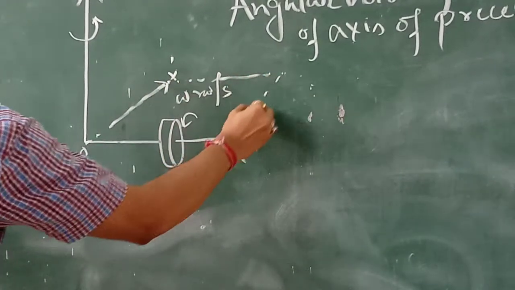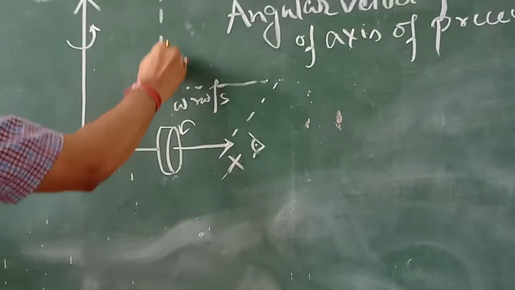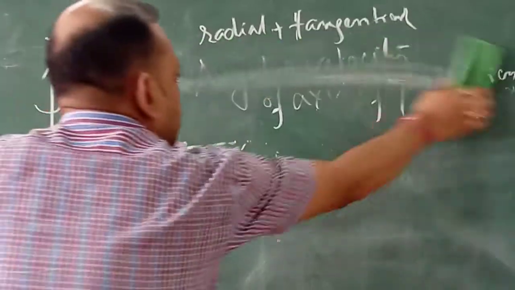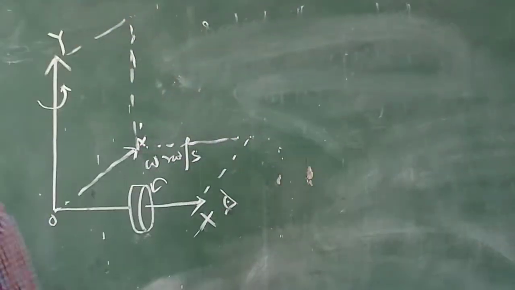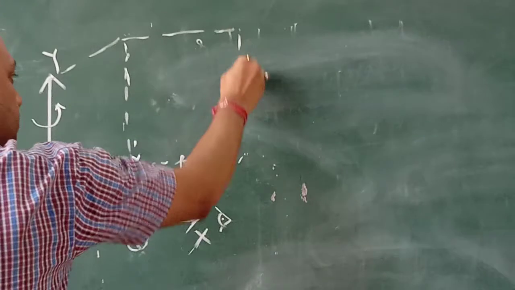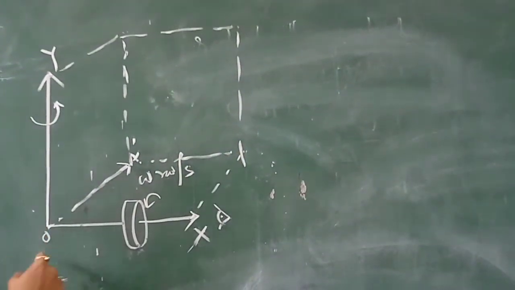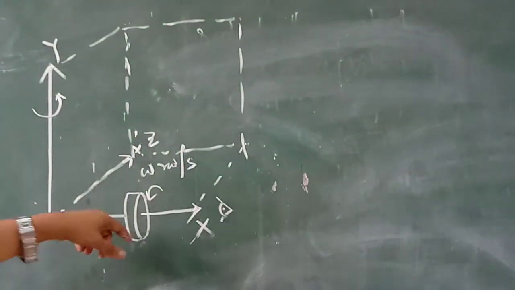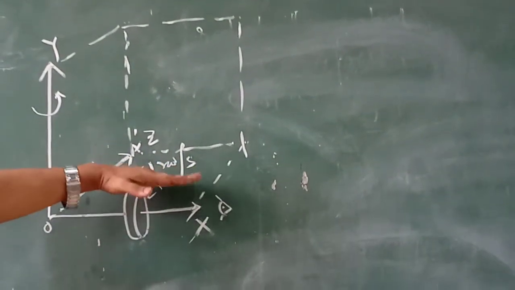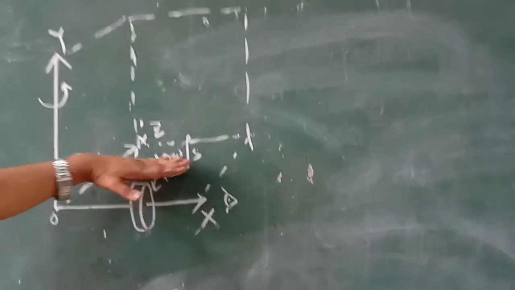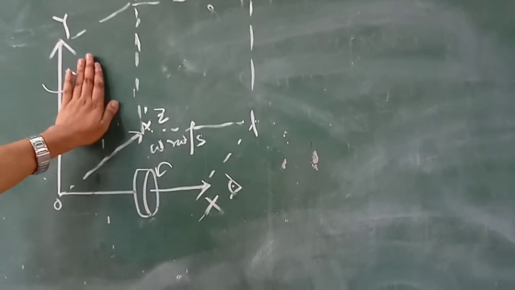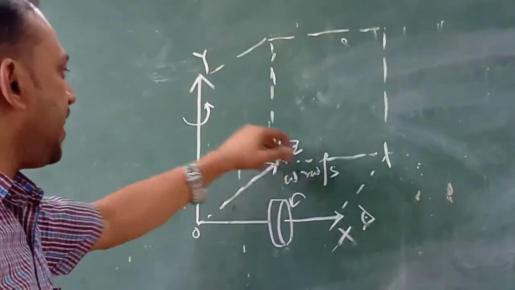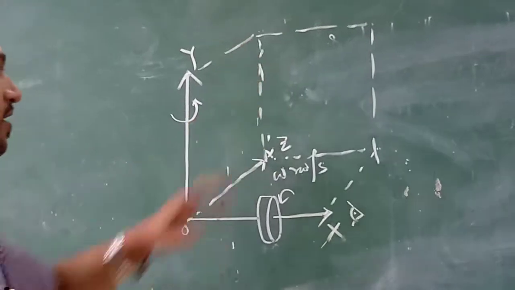I can consider a plane here, I can consider another plane here, and I can consider a third plane here. So this is one plane, OX, OY, and this is OZ. So these are the three planes. This is the plane OXZ, this is the plane OYZ, and this is the plane OXY.